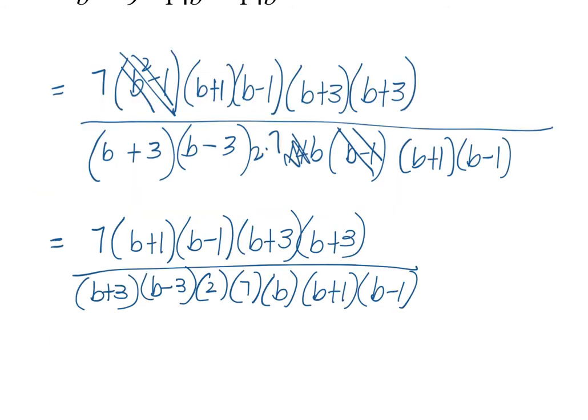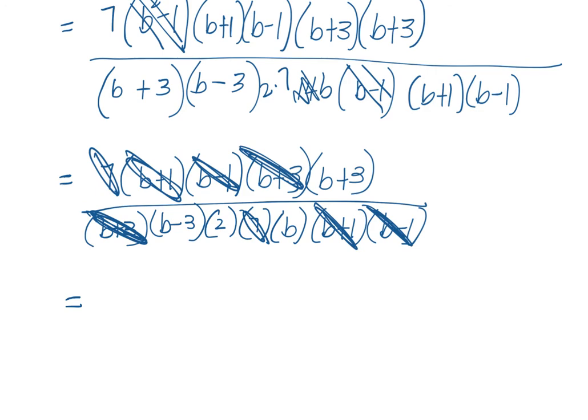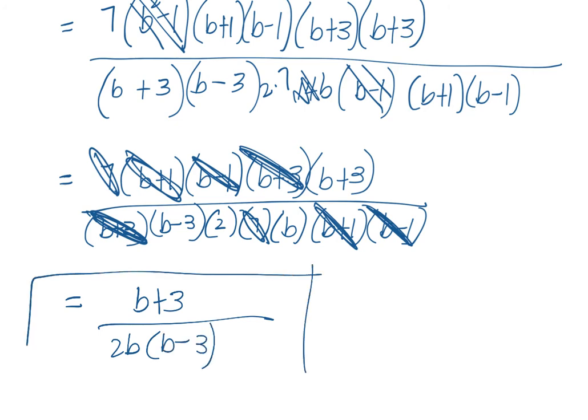So right off the bat, I noticed that the 7 cancels. I have a b plus 1, b plus 1, b minus 1, b minus 1. There's two b plus 3s up top, but there's only 1 in the bottom. And then I'm left with that b minus 3 and the b plus 3 up top. I could try to pull out a negative out of one of those, but it still wouldn't make the inside be the same. So I am left with b plus 3 all over 2b times b minus 3. And I would leave it in that factored form.